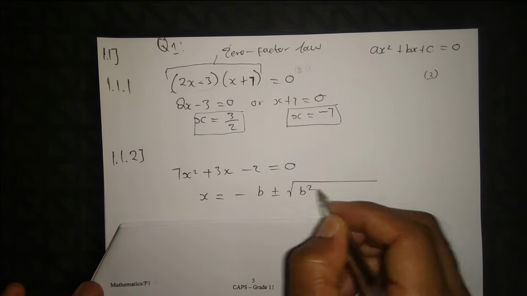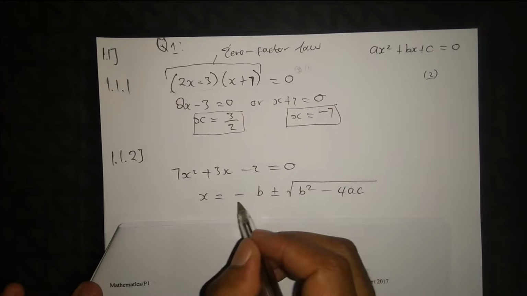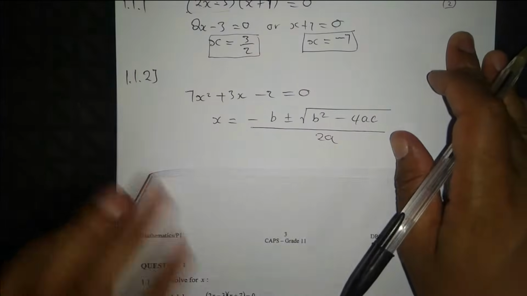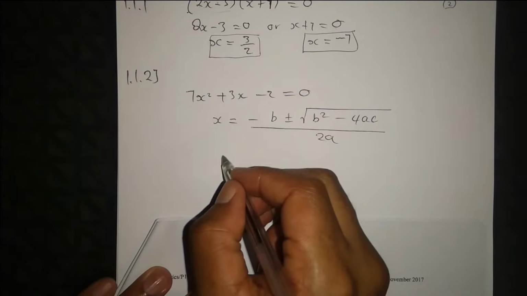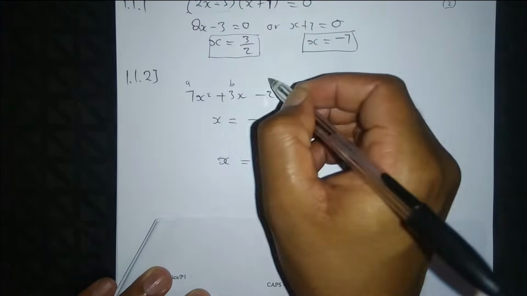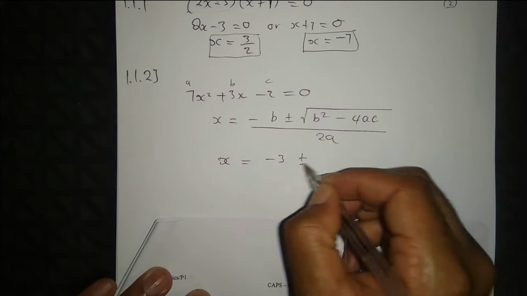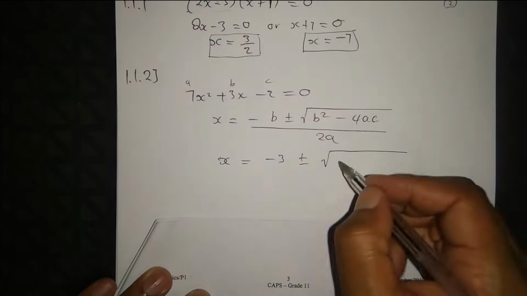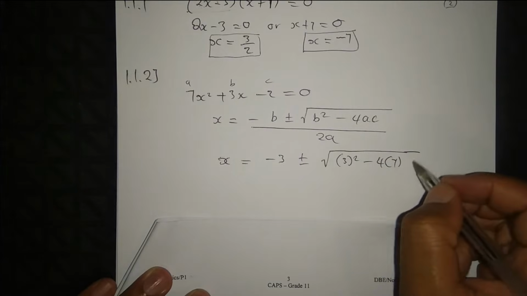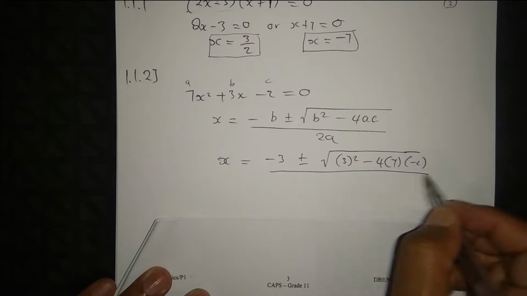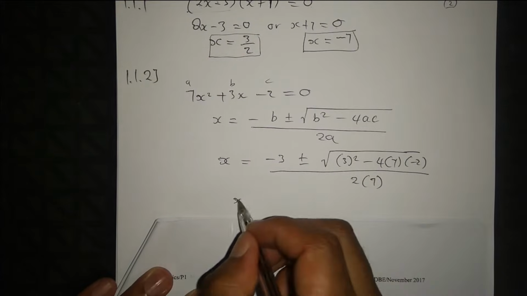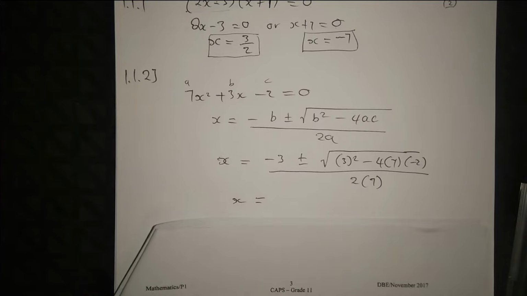You can also use completing the square, but completing the square ungayenza ama-mistakes amaningi la yabona. So it's best to stick it to something much more simpler. So this is A, B, and C. So it's minus 3 squared. For A, 7. C, it's minus 2 divided by 2A, which is 7. So x is equal to that.